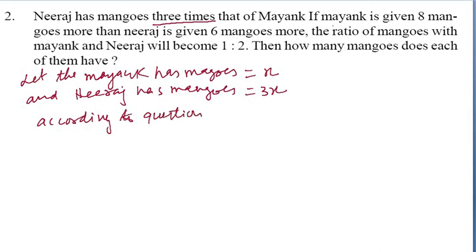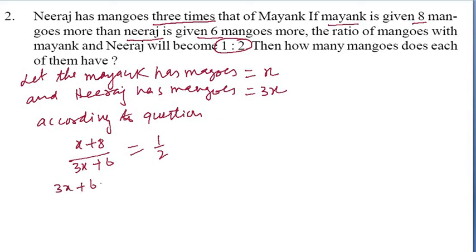Mank is given 8 mangoes. So that means x plus 8, and Neeraj gives 6 mangoes, so it is 3x plus 6, and the ratio becomes 1:2. Now do the cross multiplication. So 1 is multiplied to 3x plus 6 and 2 is multiplied to x plus 8.